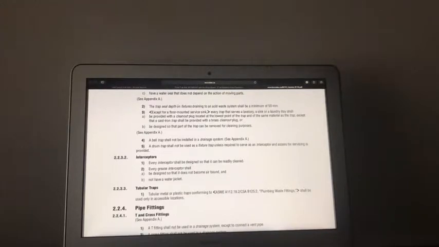The trap seal depth of a fixture draining, except a floor-mounted service sink. So that's obviously a janitor sink, a floor-mounted service sink. Every trap that serves a lavatory, sink, or laundry tray shall be provided with a clean-out plug located at the lowest point of the trap and of the same material as the trap, except the cast iron shall be provided with a brass clean-out plug.